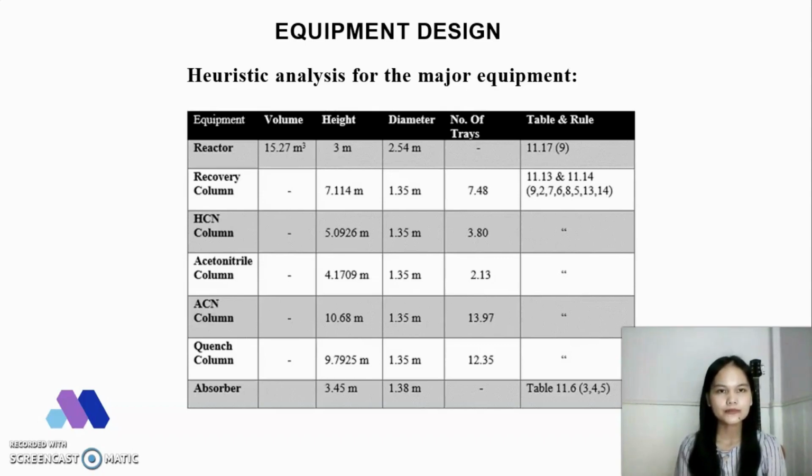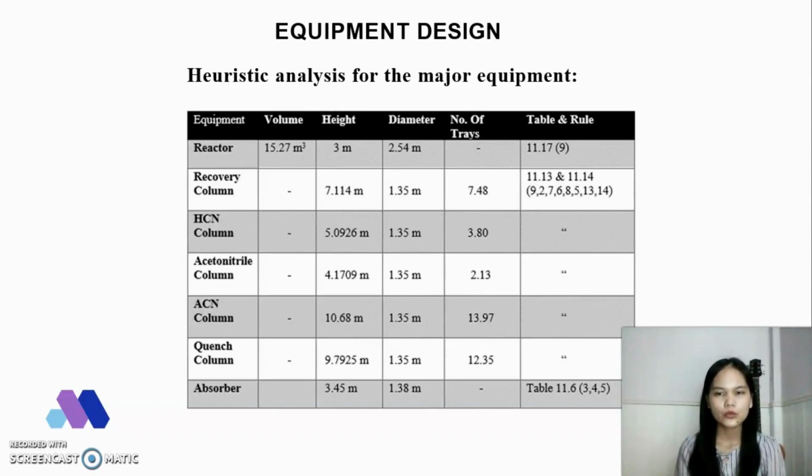For the distillation columns, tables 11.13 and 11.14, rule numbers 9, 2, 7, 6, 8, 5, 13, and 14 are used. The height for the recovery column is 7.114 meters with 7.48 trays. The HCN column has a height of 5.0926 meters with 3.8 trays. The acetonitrile column has a height of 4.1709 meters with 2.13 trays. The acrylonitrile column has a height of 10.68 meters with 13.97 trays.